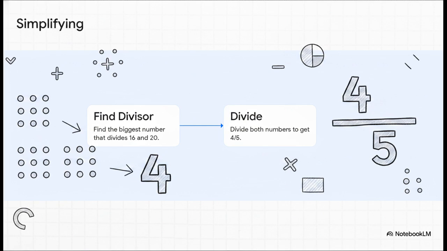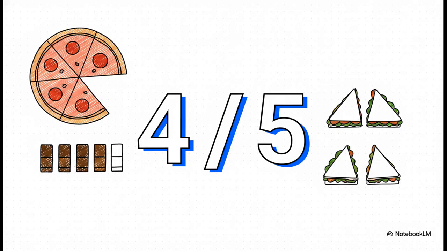So for the next step, we divide the top number, 16, by 4, which gives us 4. Then we divide the bottom number, 20, by 4, which gives us 5. So the crucial point is that 16/20 is exactly the same as the much simpler, much friendlier fraction 4/5. It's the exact same amount of food, just described in a way that our brains can picture so much more easily. 4 big pieces out of 5 total pieces.